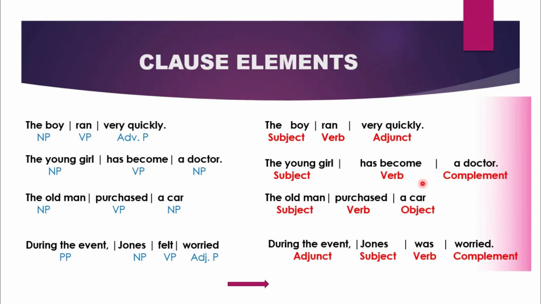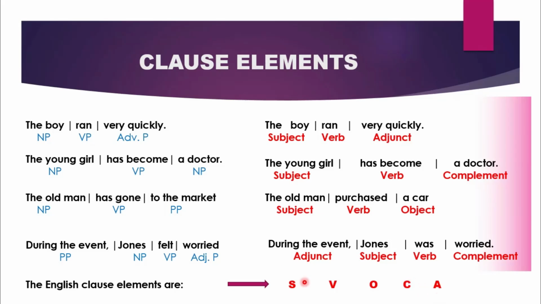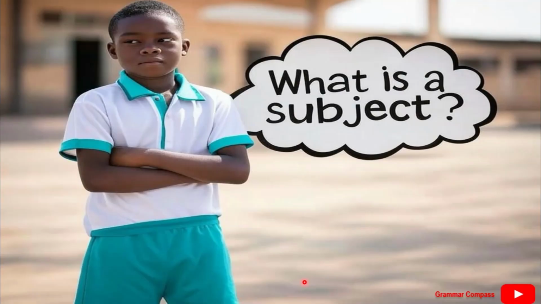How many clause elements did you count over here? In English, we have 5 clause elements, and they are the subject, the verb, the object, the complement, and the adjunct. And they are usually represented with a capital S for subject, a capital V for a verb, a capital O for object, capital C for complement, and capital A for adjunct. Now that we know the 5 clause elements, in the next lesson, we will talk about the subject as a clause element.